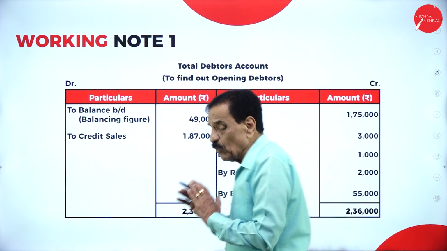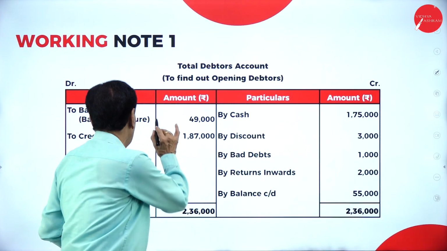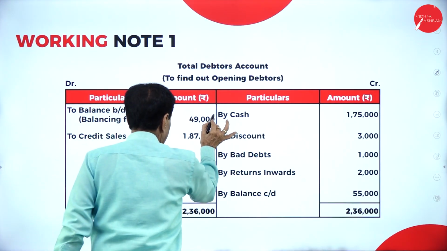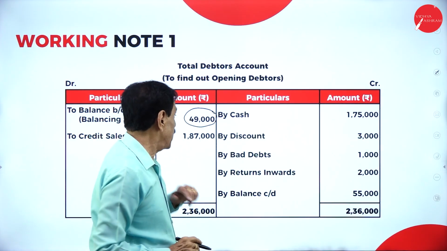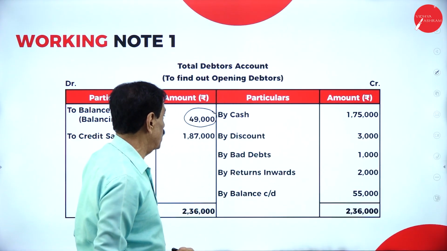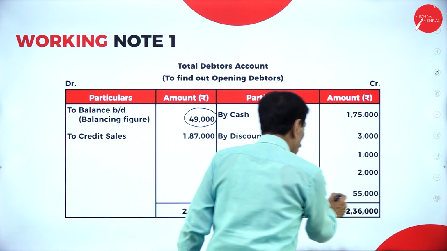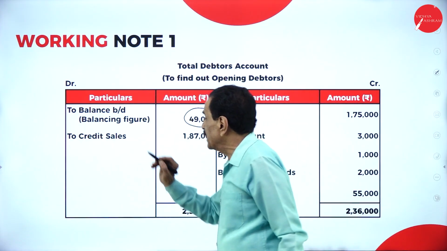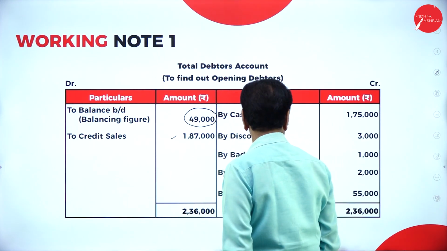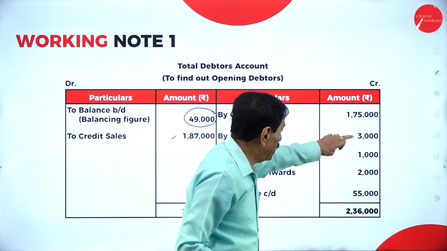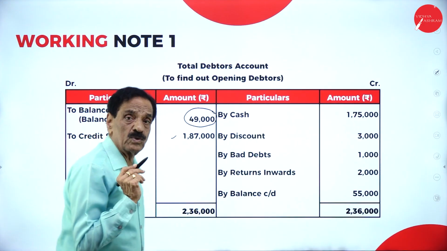So here your opening debtor is missing. So we have to go with the debtor account. To balance brought down, this figure is not there. By cash, receipt from debtor is there. By discount allowed, 3,000. By bad debt, by return inward, meaning sales return, 2,000. Closing debtor, they have 55,000. Your credit sale, I told you, out of the total sale, 1,87,000. So if we add the figure, the total is 2,36,000.